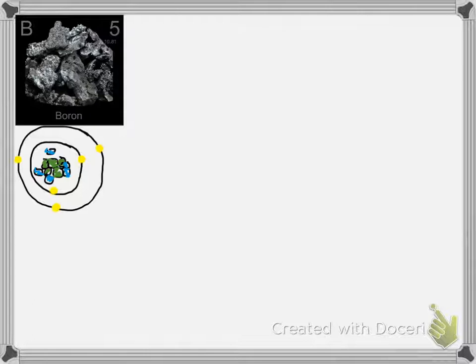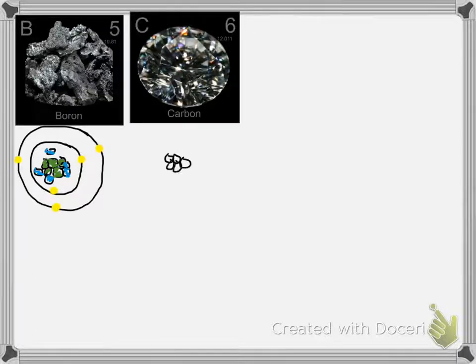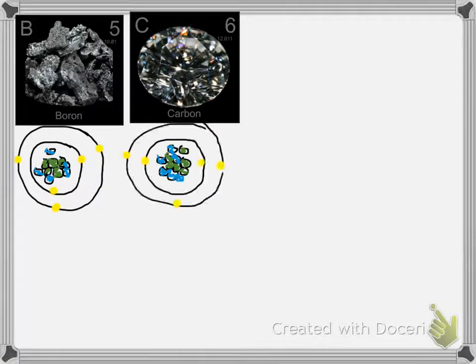Now, if you go over one element on the periodic table, you have carbon. Carbon is what makes up diamonds. And the difference between boron and carbon is that carbon actually has 6 protons. In this case, most carbon has 6 neutrons and 6 electrons. Okay, so the difference between boron and carbon is 1 proton.